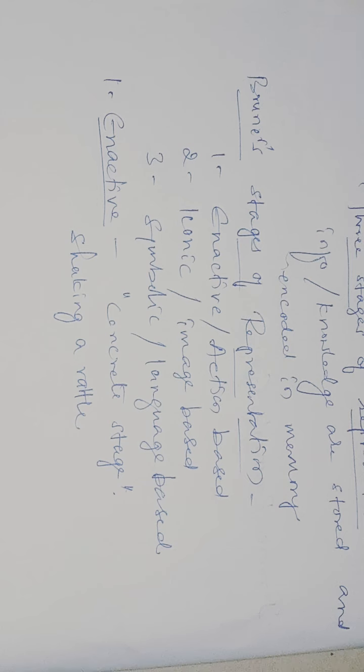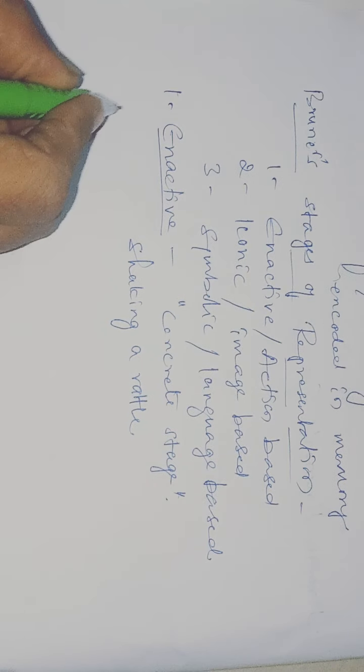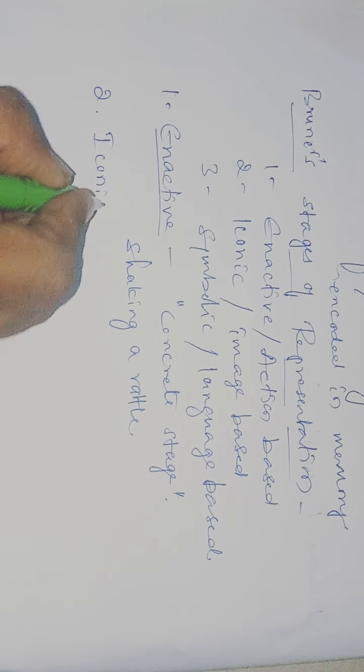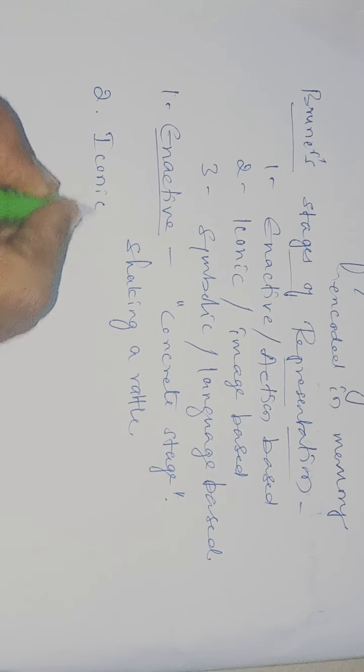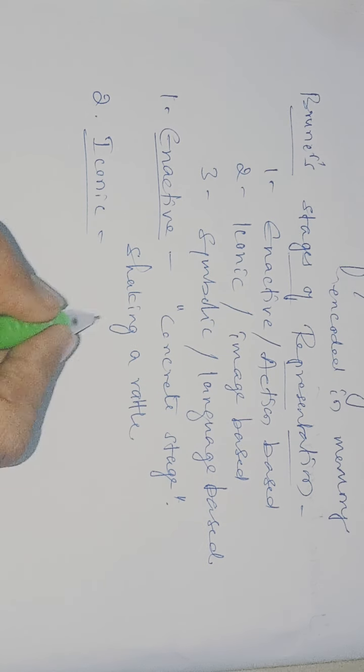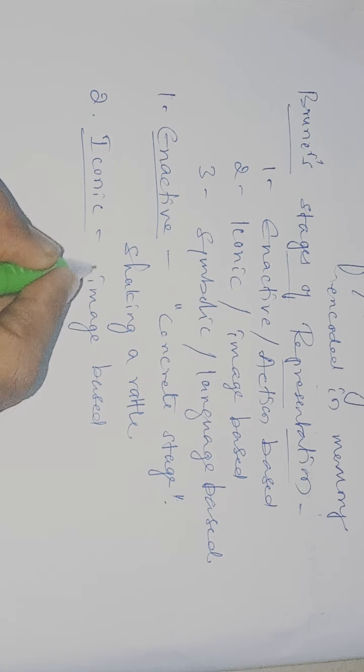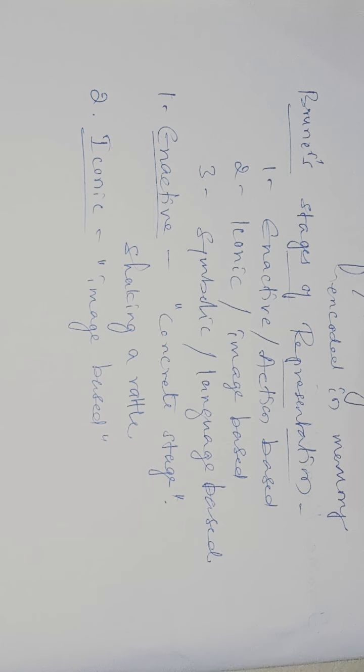This is the enactive stage. Then second one is iconic, image based. This stage is called the pictorial stage. It involves images or other visuals to represent the concrete situation enacted in the first stage.